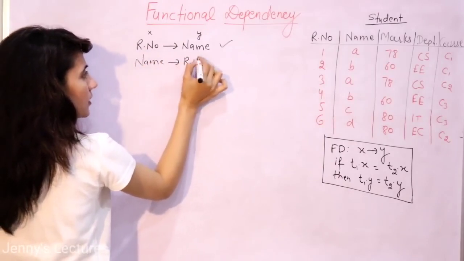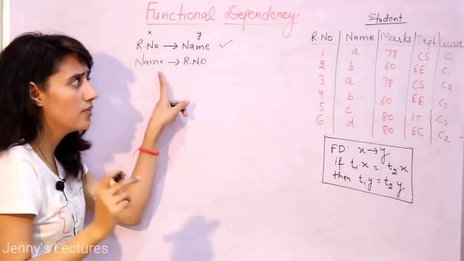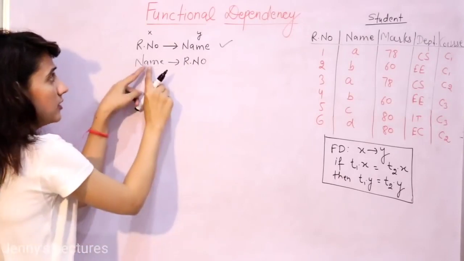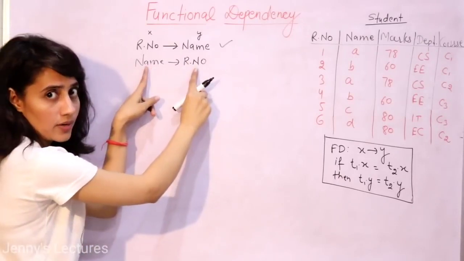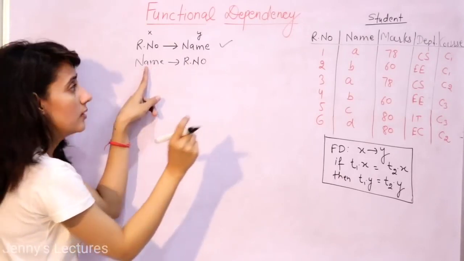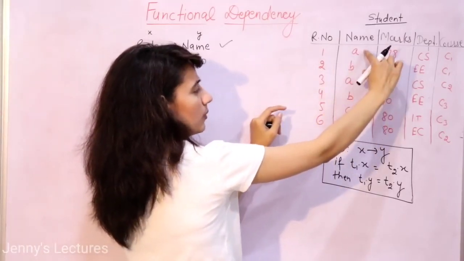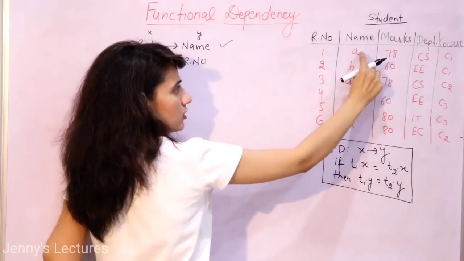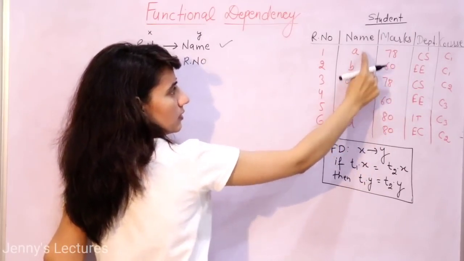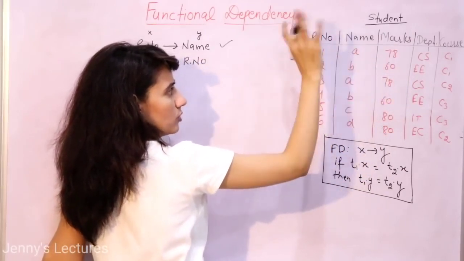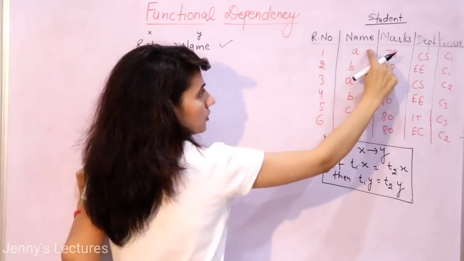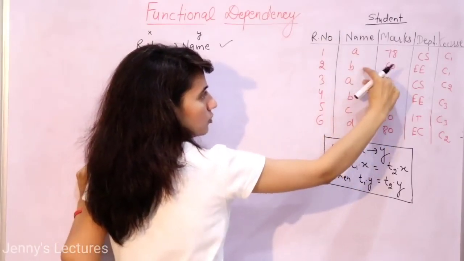Name determines roll number. Now check, is this a functional dependency or not? Now here this is x, this is y, right? Now you need to take care. Check, this is x, means take two tuples. These two tuples I am taking. So the value of this x for this one is a, this is b. Values are not same, so we don't bother about roll number. Now check for this and this, values are not same.